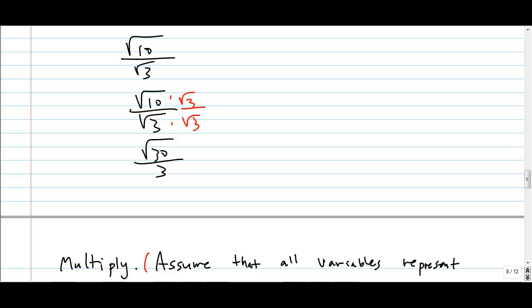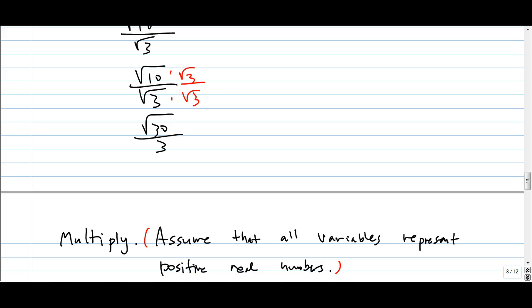We're gonna now multiply. On your homework tonight, they're gonna give you this instruction: assume that all variables represent positive real numbers. When you see that instruction, this is good. Does anybody know why? Danielle, why is this good?